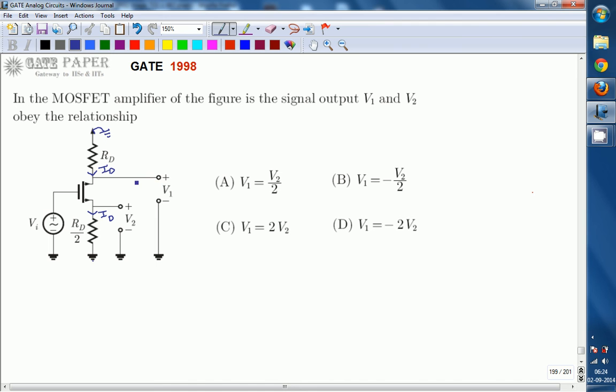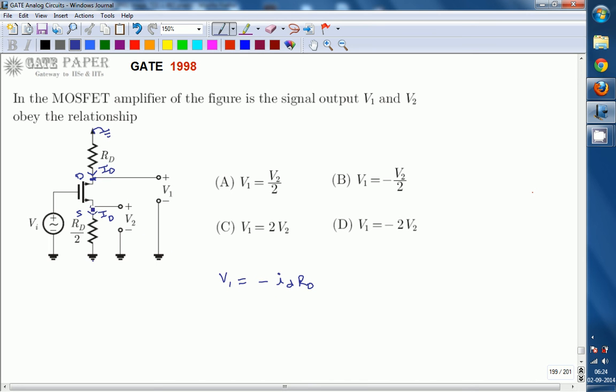So V1, if you assume, is nothing but the voltage from this node, the drain. This is drain and it is source. V1 is the voltage from drain to ground. So V1 can be written as, from this point to ground, as you are moving upwards but the current direction is reverse, minus IDRD. Minus IDRD is for V1, the voltage from drain to ground, but the drain current is flowing in the opposite direction, so V1 is minus IDRD.